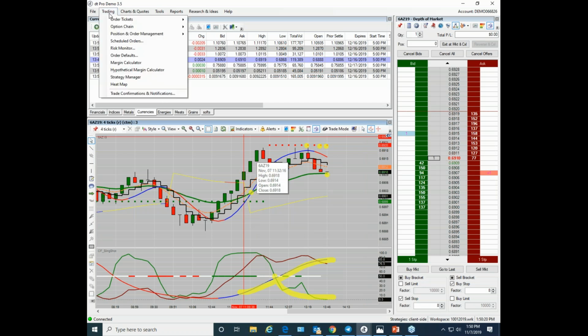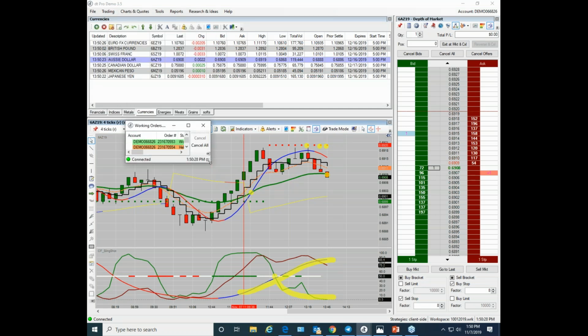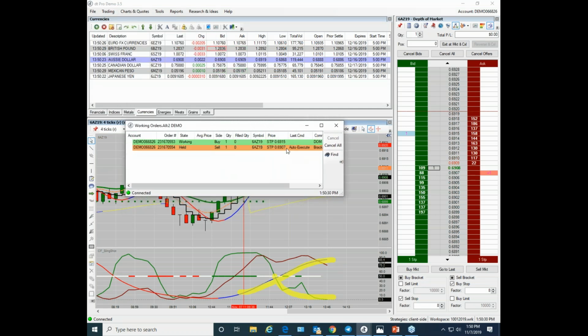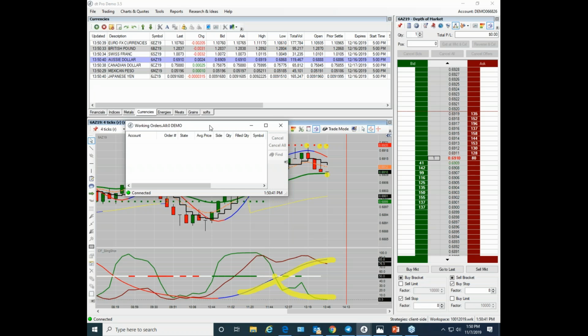One thing you'd want to do, also, if you hit the trading tab up here and go to positions and order management and select working orders, there's our 2 orders working. Watch when I cancel it. They disappear. This is a good box to have open. This will tell you if you have any outstanding orders working.